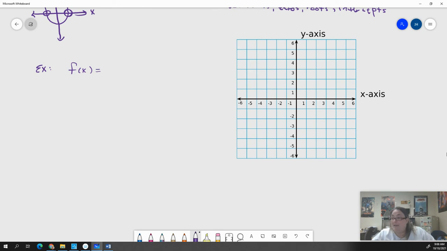So what if I have f of x equals x squared minus 4x minus 5? We're going to go old school on this, right? We're going to create a table.